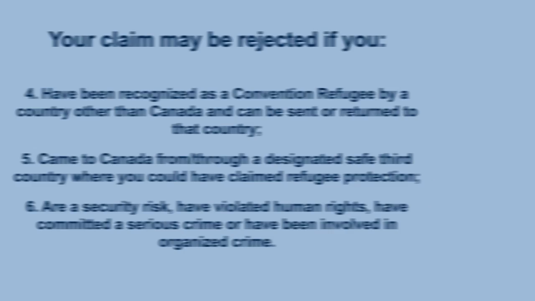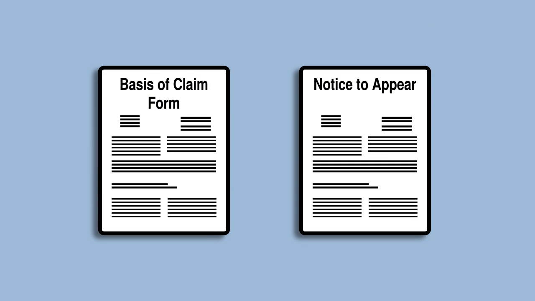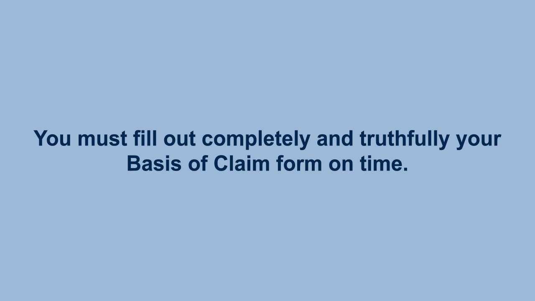If your claim is eligible, it will be sent to the Refugee Protection Division of the Immigration and Refugee Board to be decided. If your claim is sent to the IRB, you will be required to fill out a basis of claim form and will be provided a notice to appear for hearing that tells you when and where your claim will be heard by the Refugee Protection Division. You may be assisted by a translator or interpreter to help fill out the basis of claim form. You must fill out your basis of claim form completely and truthfully, and on time.